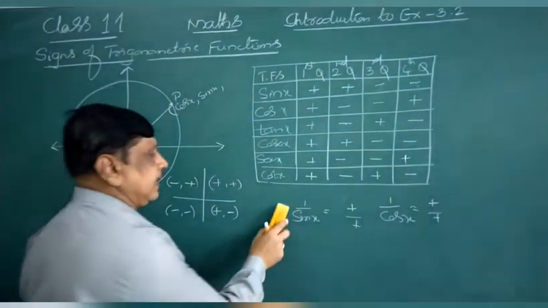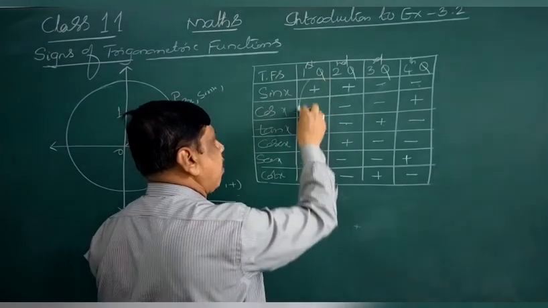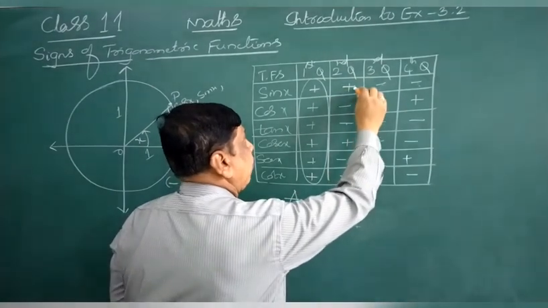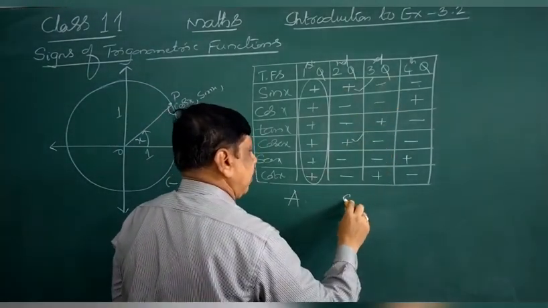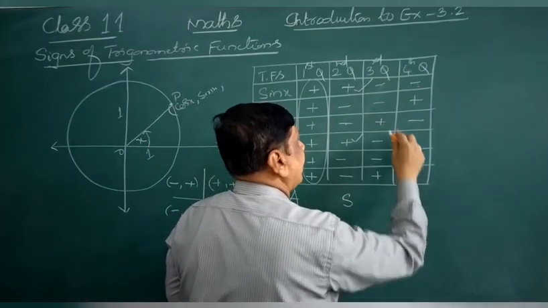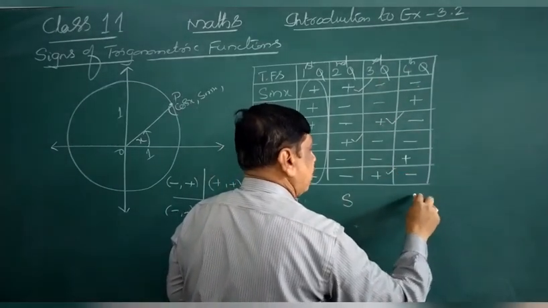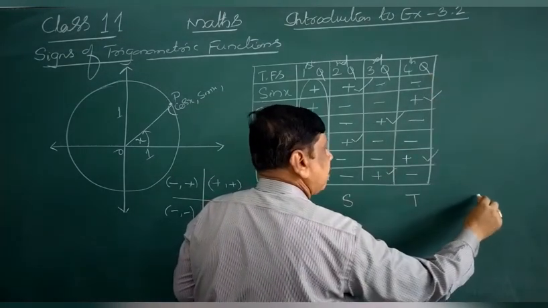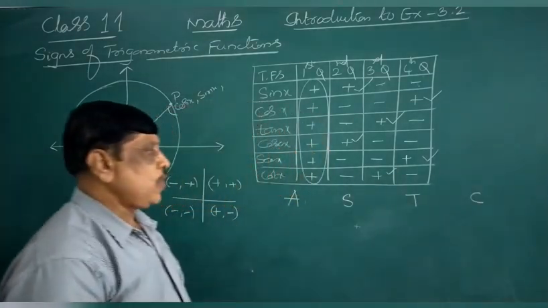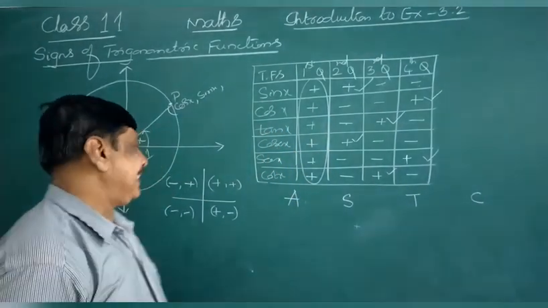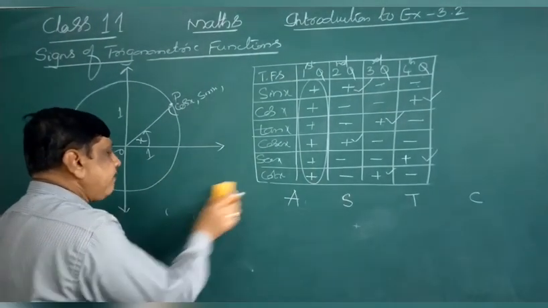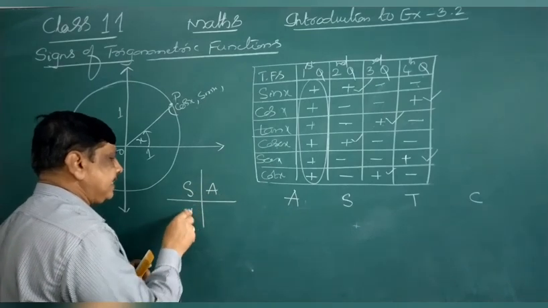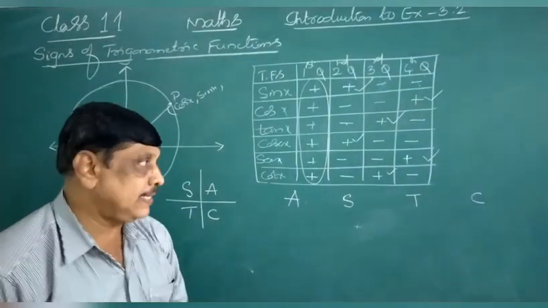Here we observe that in the first quadrant, all trigonometric ratios are positive. In the second quadrant, sine and cosecant are positive. In the third quadrant, tan and its reciprocal are positive. In the fourth quadrant, cos and secant are positive. So this is said to be the ASTC rule. We remember this rule by using the letters ASTC.